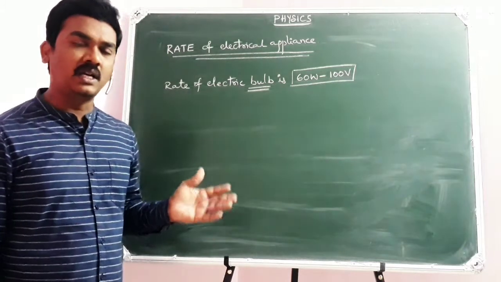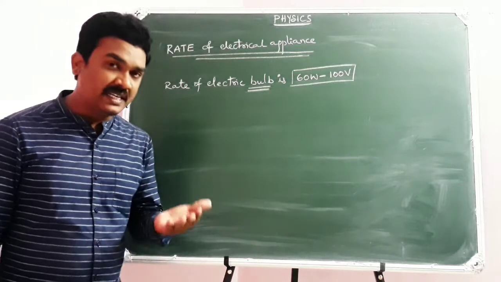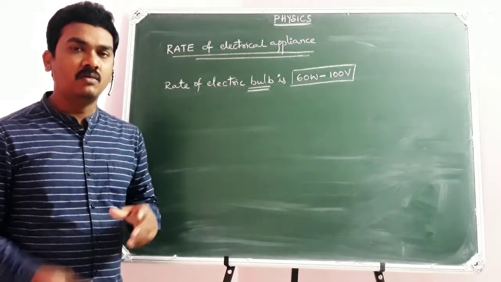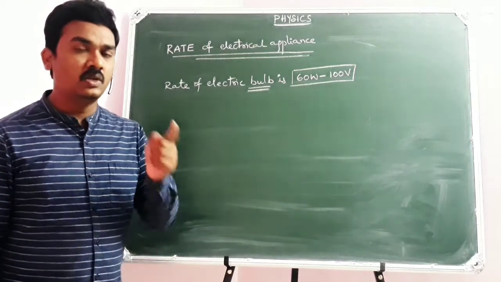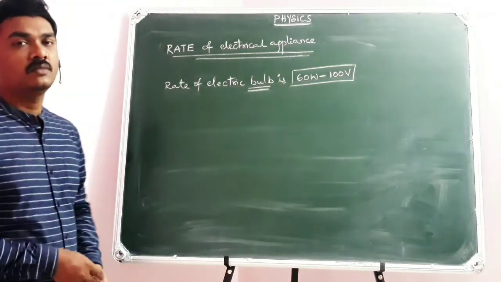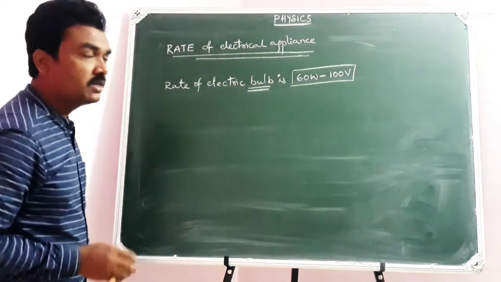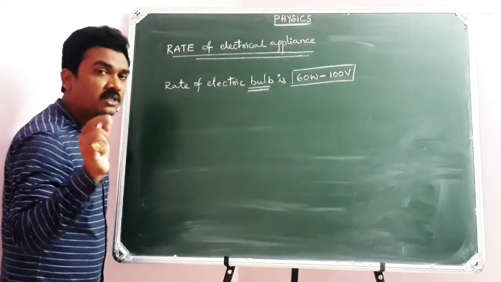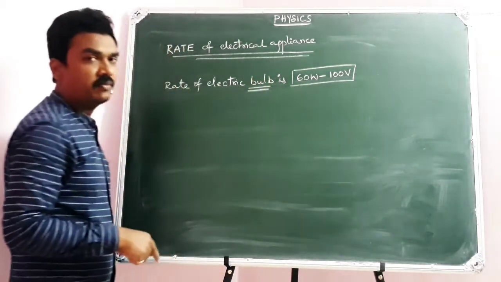You take any electrical appliance like a refrigerator, AC, washing machine, water heater, iron box. If you have the pack of that electrical appliance, just once go and see on that, you can find the rate of the electrical appliance. So which is 60 watt at 100 volt. Shall I repeat? If the potential difference across the bulb is 100 volt, it will consume 60 watt of electric power.